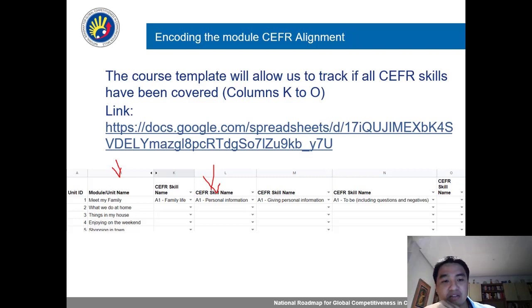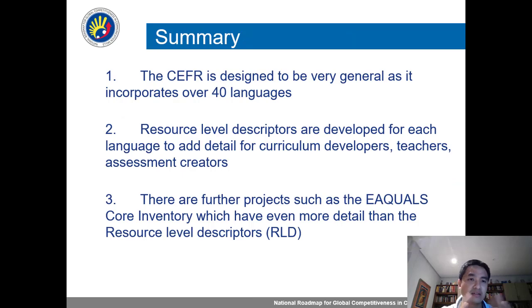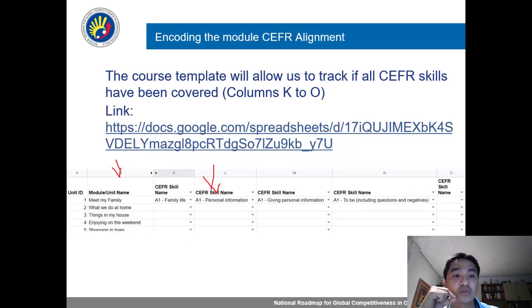And then, just to summarize before we go to the worksheet, the CEFR is quite general. It incorporates over 40 languages. Resource level descriptors are developed for each language, and there are further projects such as the E equals core inventory, which we will be using to create our modules, that have what we call the resource level descriptors from englishprofile.org and the core inventory guide. So we just have to choose the different skills, and then we can come up with something like this, right?